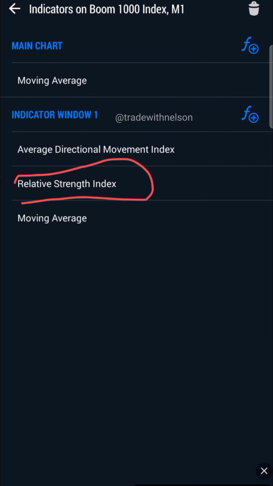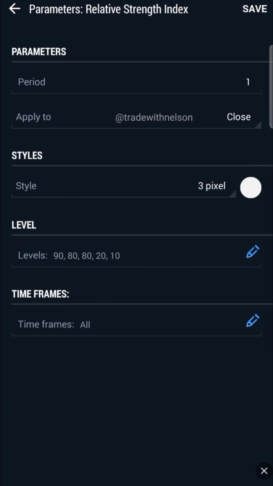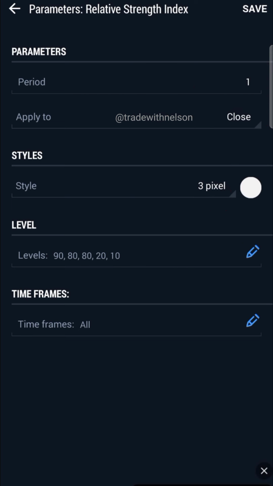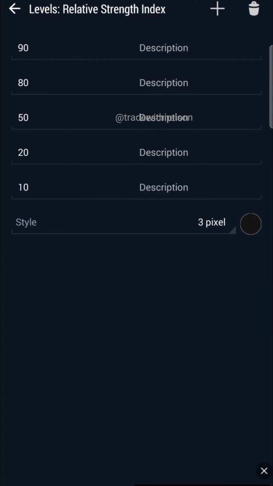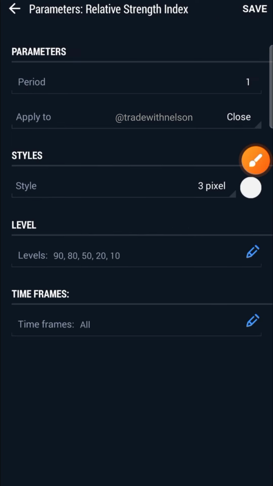To select the relative strength index, you click on the F icon of the indicators window 1. You scroll down, this is your relative strength index. If you click on that, you make your period 1, apply to close, style 3 pixels, select the color of your background. The only thing we need are the levels. To select levels, click on this pen icon, type 90, 80, 50, 20 and 10 levels. Then make the style 3 pixels and select a color of your choice, but here I'm using black. We need it, so make it 3 pixels so that it will be very visible. Then click on save.